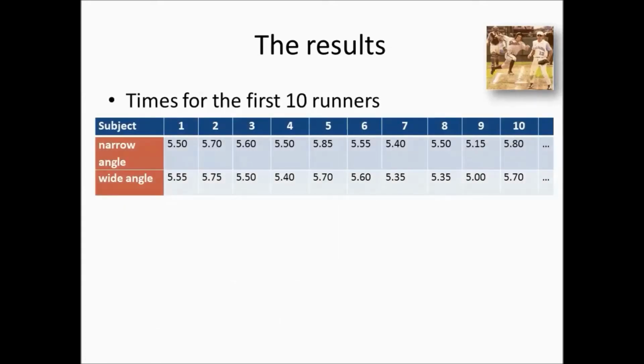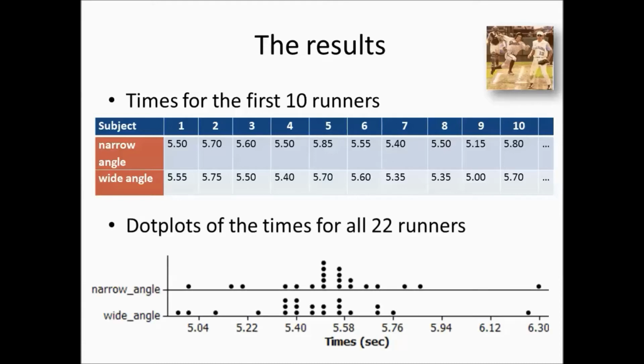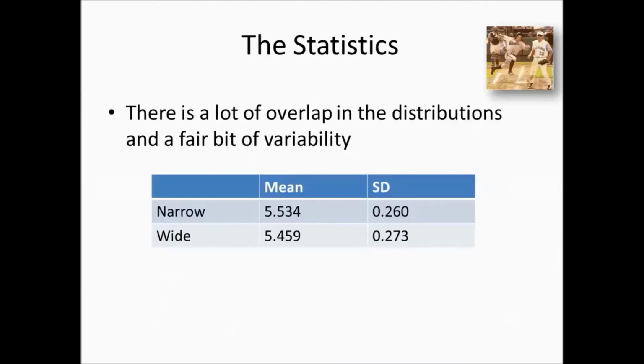Here are the times for the first 10 runners on both the narrow angle and the wide angle routes. And here are the dot plots for the times for all 22 runners running both routes. Notice there's a lot of overlap in these two distributions. The narrow angle mean is 5.534 seconds and the wide angle mean is a bit faster at 5.459 seconds. Also notice that their standard deviations are around 0.26 and 0.27 seconds.